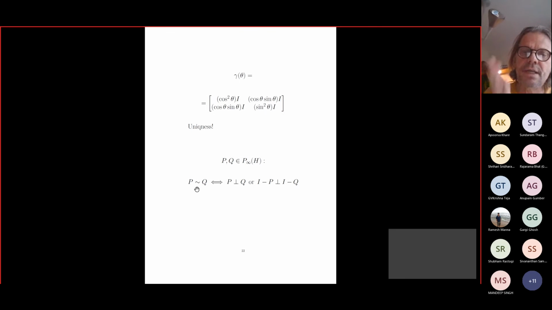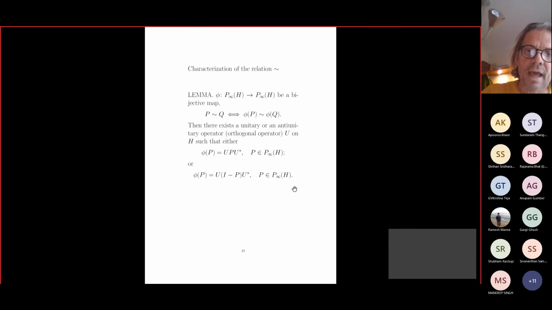The uniqueness happens if and only if P and Q are orthogonal or their orthogonal complements are orthogonal, one or the other possibility. So what do you have? You have now a different situation. You have a bijective map with the property that, not as before, where we had P and Q are orthogonal if and only if phi P and phi Q are orthogonal. Here we have P and Q are orthogonal if and only if either phi P and phi Q are orthogonal or their orthogonal complements are orthogonal.